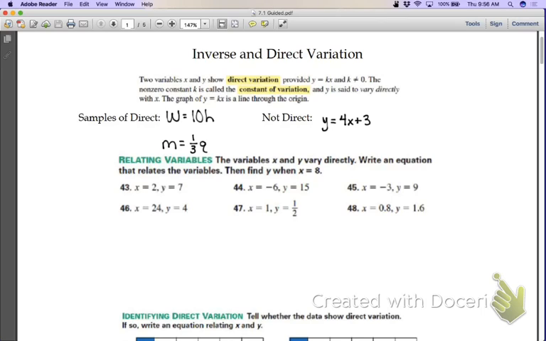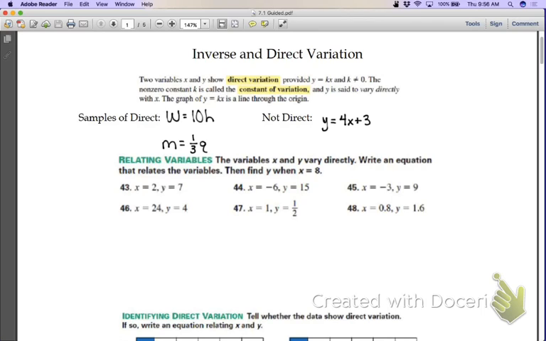Whenever we relate the variables, it says the variables x and y vary directly. You're going to write an equation, relate the variables, and then find y when x is 8. So you're basically going to do two things. You have to figure out what your k value is and rewrite your equation. And then you're going to figure it out whenever x is equal to 8, plugging your value into your new equation.